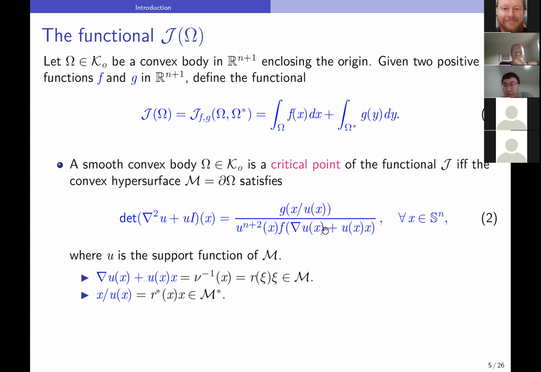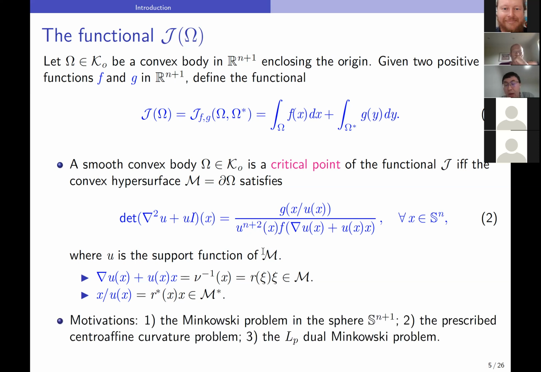So they have their geometric meaning. Of course, this one is the Monge-Ampere type equation. So this is our main PDE, and we are interested in finding solutions to this PDE. Why did we start this problem or this functional? There are a couple of reasons. Basically, we have 3 motivations.